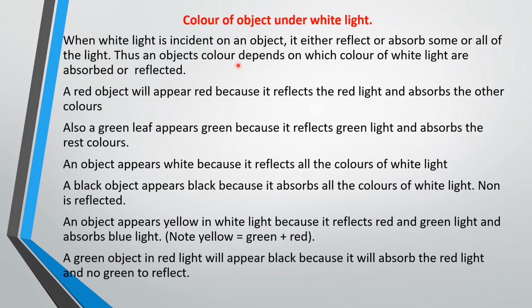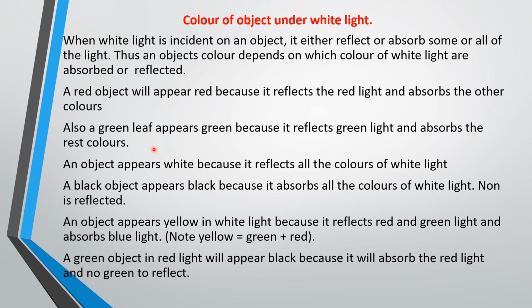Thus, an object's color depends on which colors of white light are absorbed or reflected. So, a red object will appear red because it reflects the red light and absorbs the other colors. If you put on a red shirt, it appears red to you because it reflects only the red color and absorbs the rest.